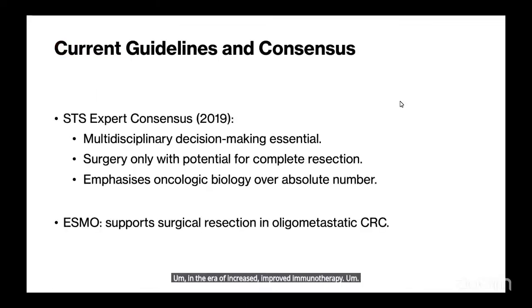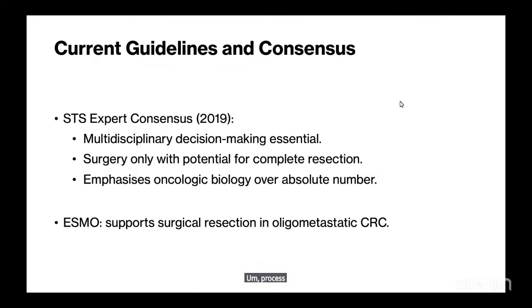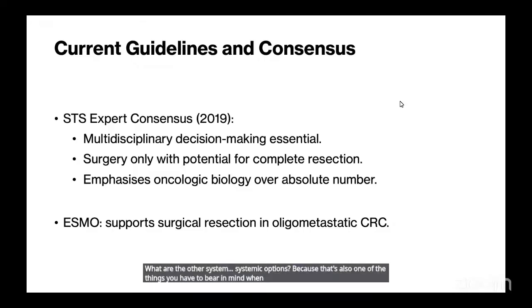The current guidelines and consensus by the STS, last panel from 2019, suggested, of course, a multidisciplinary decision-making process. Again, it is important to sit in that room, virtual or not, and discuss the anatomy and the tumor biology. You want to discuss, and some of my other panelists may discuss this, what the other systemic options are, because that's also something you have to bear in mind when deciding on just the local therapy. What are the other systemic options that can be done either pre-op or in adjunct to surgery?